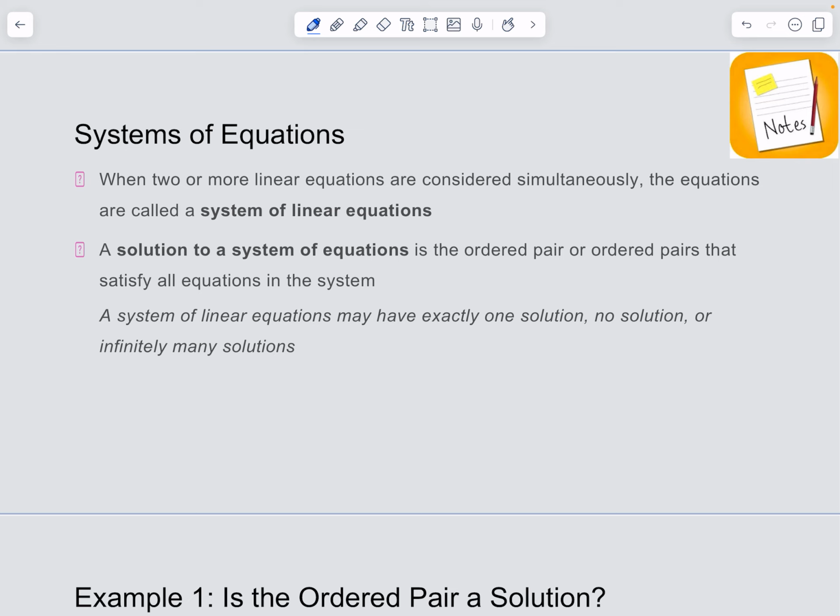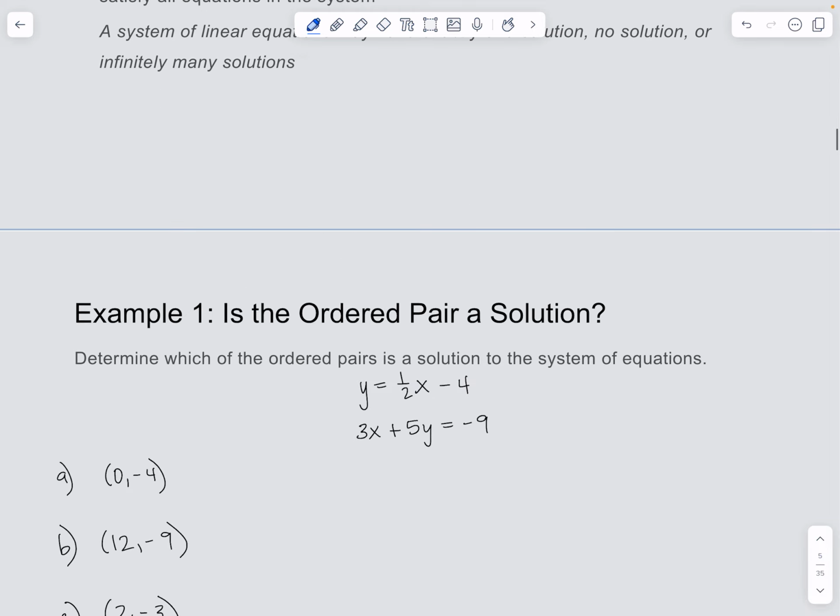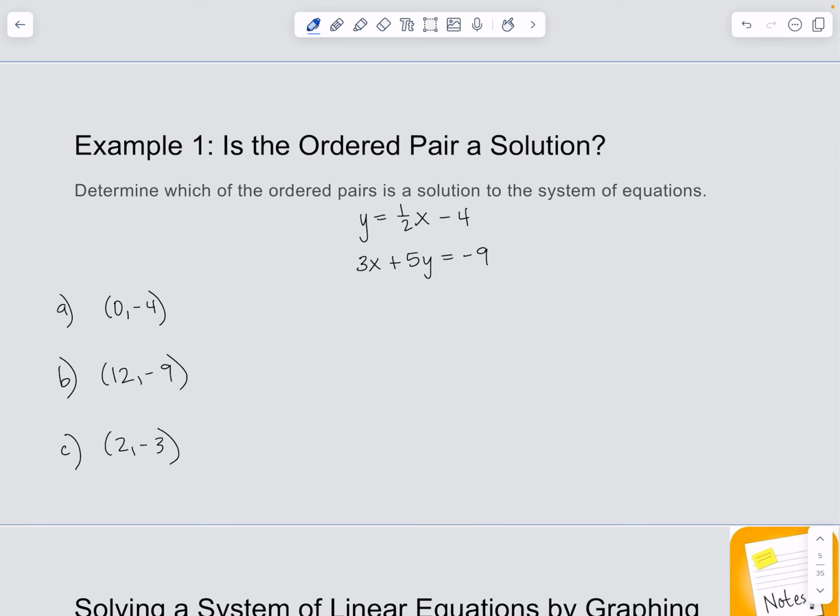Now, just like before, when we find a solution, we can have one solution, we could have no solutions, or we could have infinite solutions. So let's take a look at some.